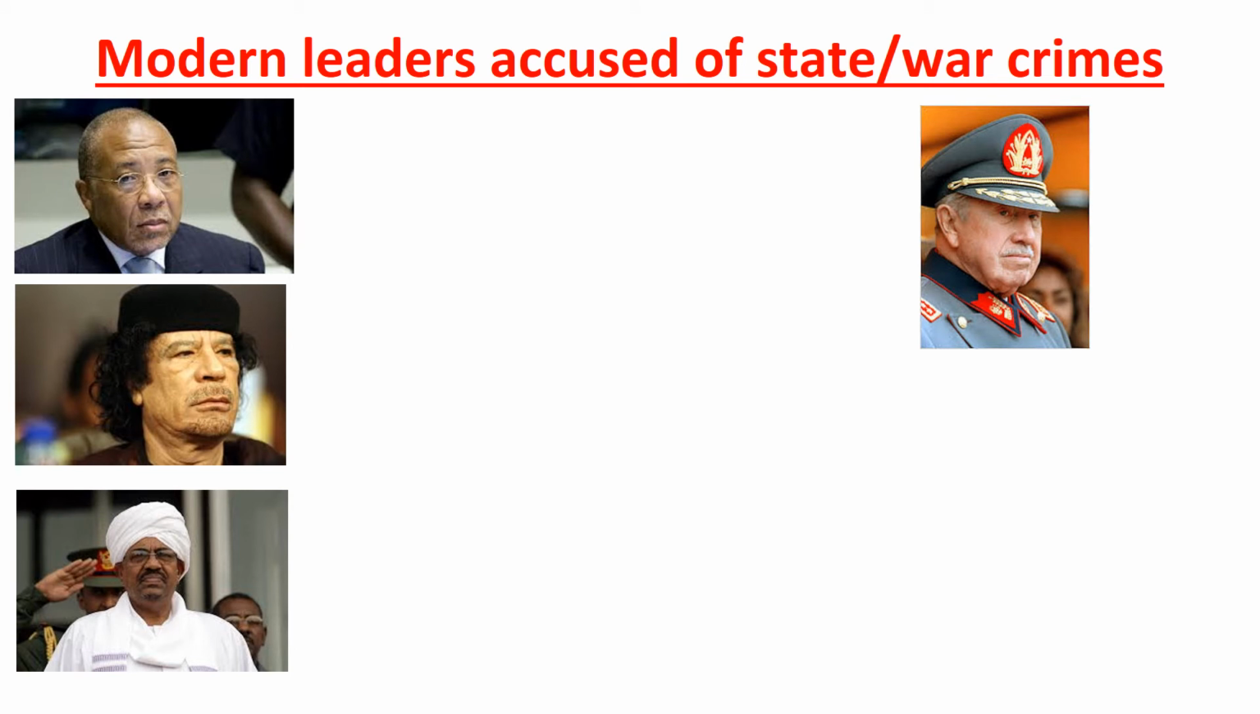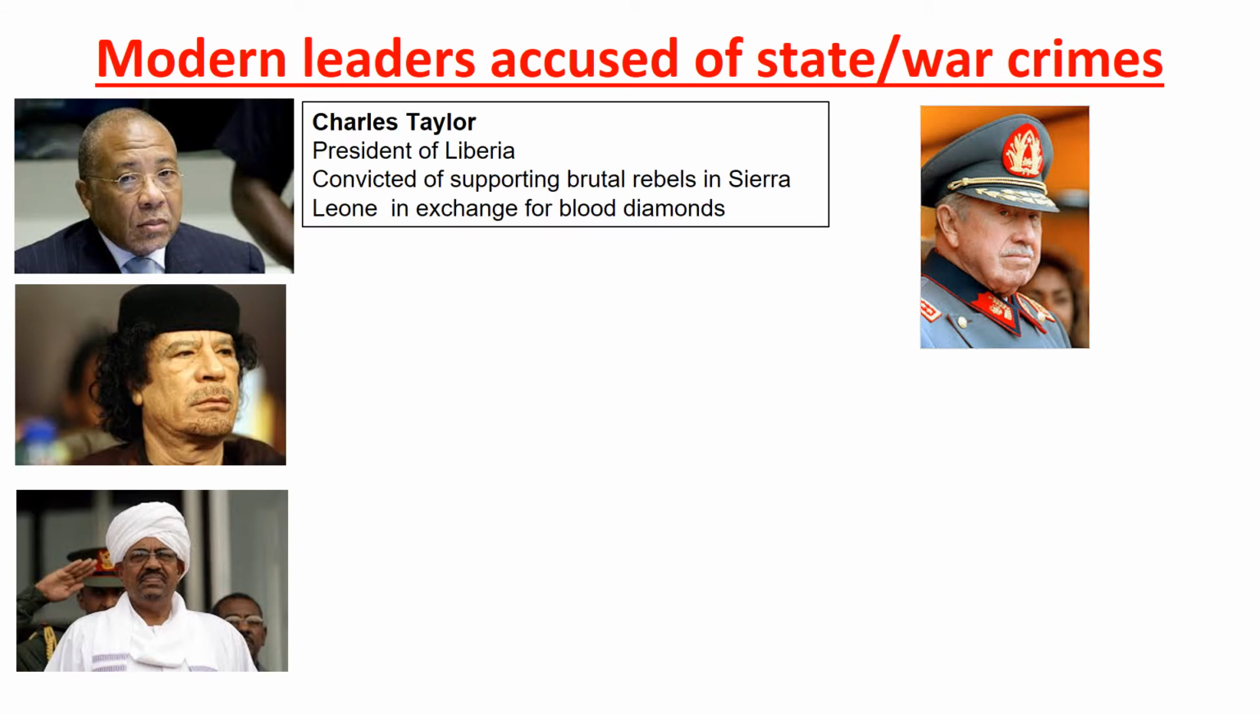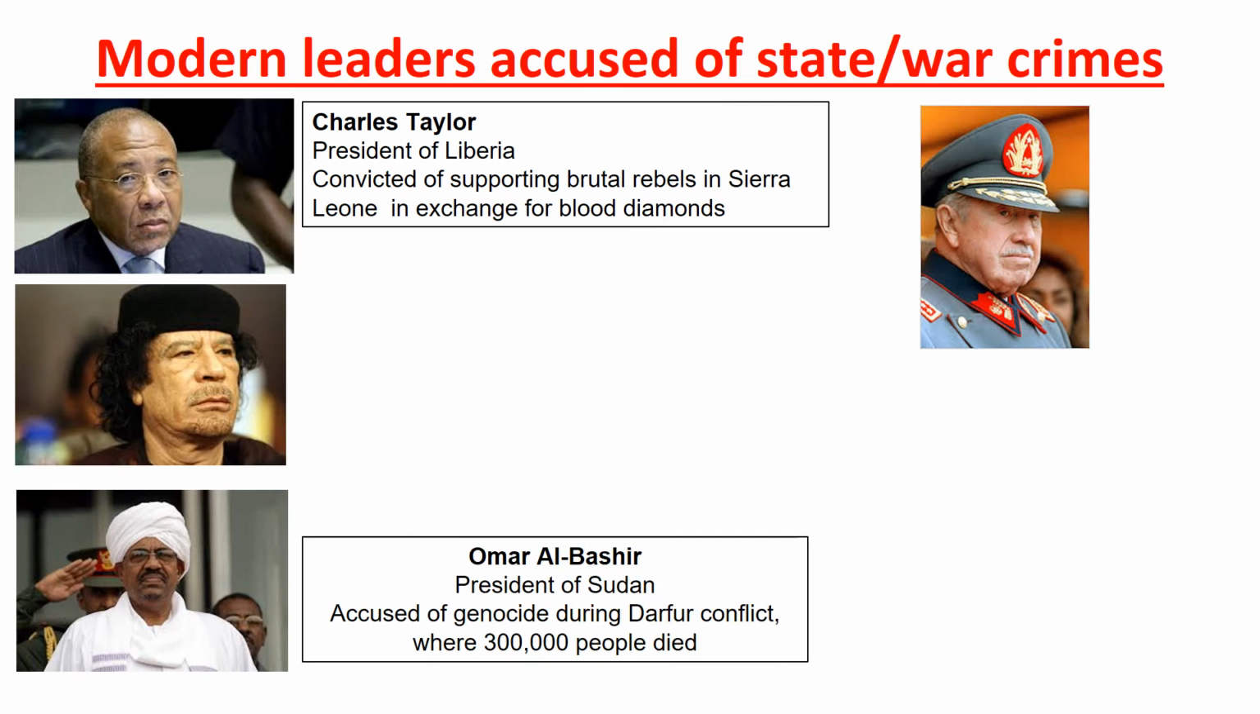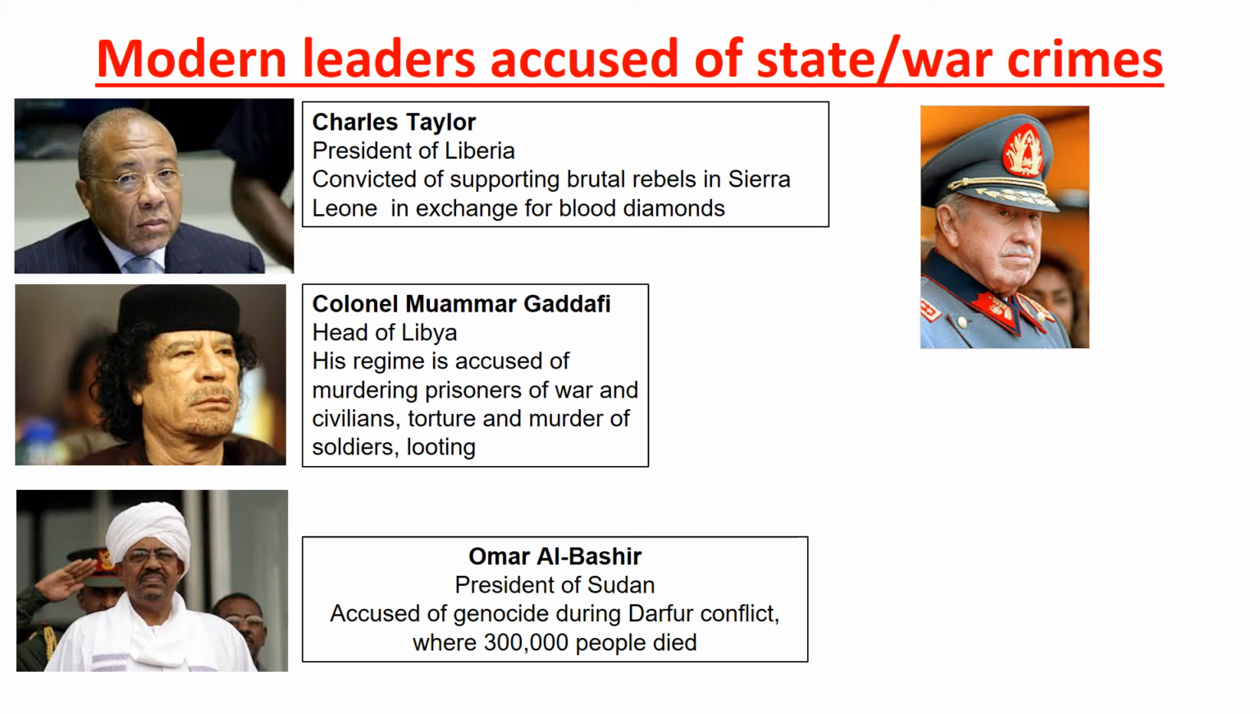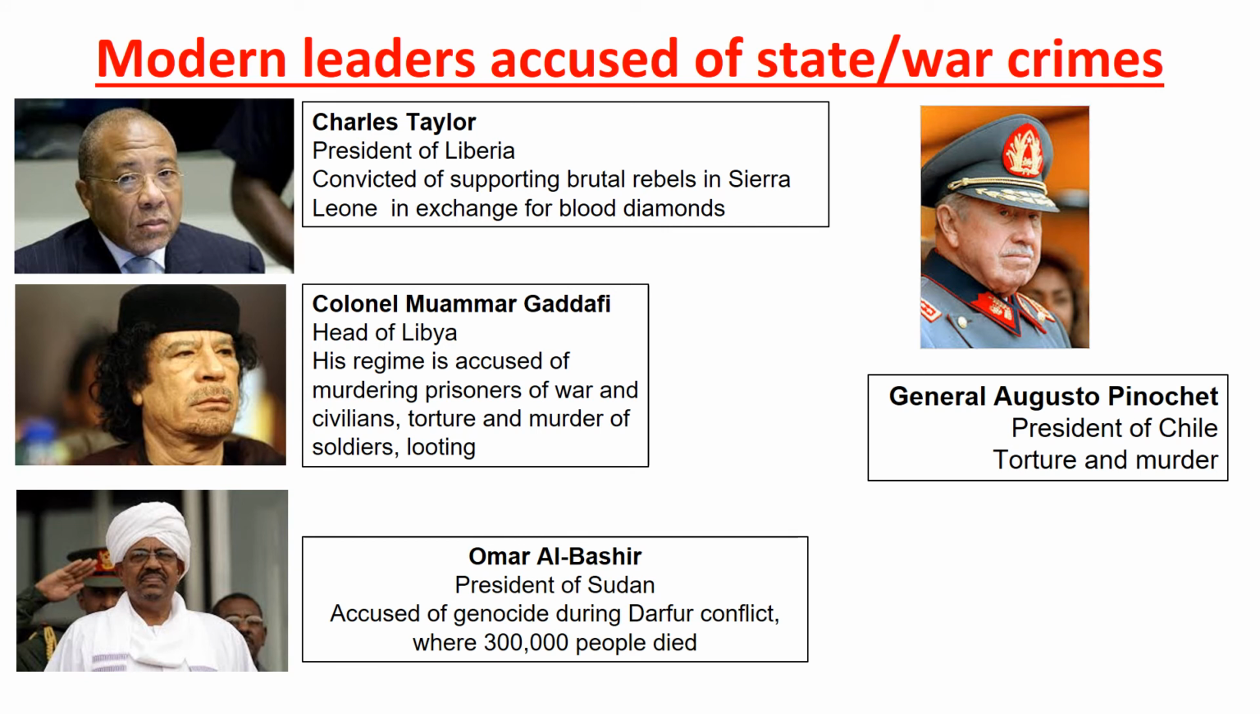Modern leaders accused of state and war crimes include Charles Taylor, who was president of Liberia. He was convicted of supporting brutal rebels in Sierra Leone in exchange for blood diamonds. We have Omar al-Bashir, president of Sudan, accused of genocide during the Darfur conflict, where 300,000 people died. Colonel Gaddafi, head of Libya. His regime is accused of murdering prisoners of war and civilians, torture and murder of soldiers, and looting. And then we have General Pinochet, president of Chile, accused of torture and murder.